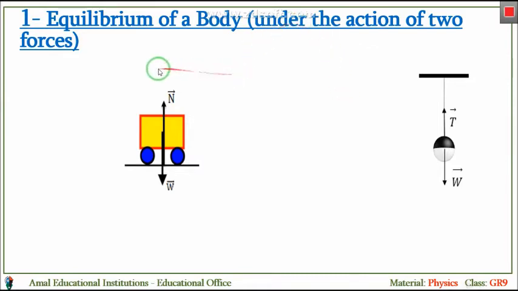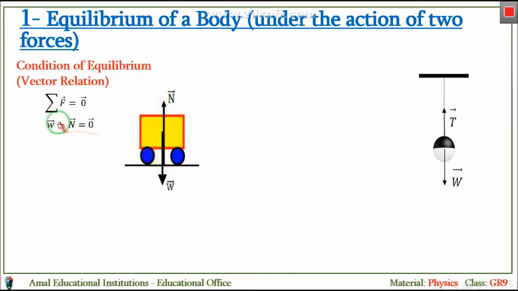For example, in the first picture here, a car is at rest on a road. The two forces acting on the car are the normal reaction of the support, vertically upward, and the weight force, vertically downward. At equilibrium, the vector relation between those two forces is that the weight vector plus the normal vector is equal to the zero vector, which means that the weight vector is equal to minus the normal vector. As a magnitude, the weight force and the normal force are equal to each other.